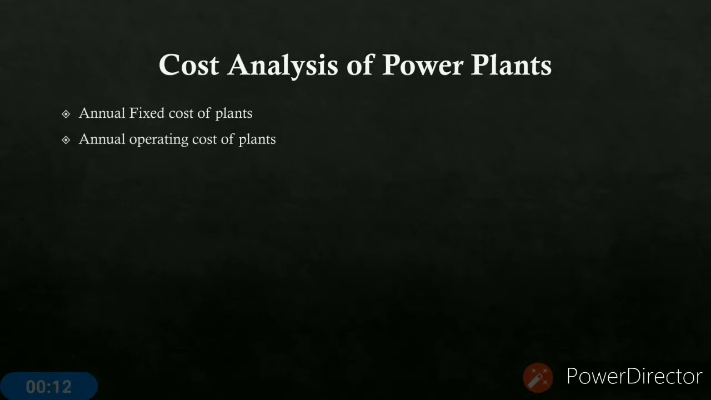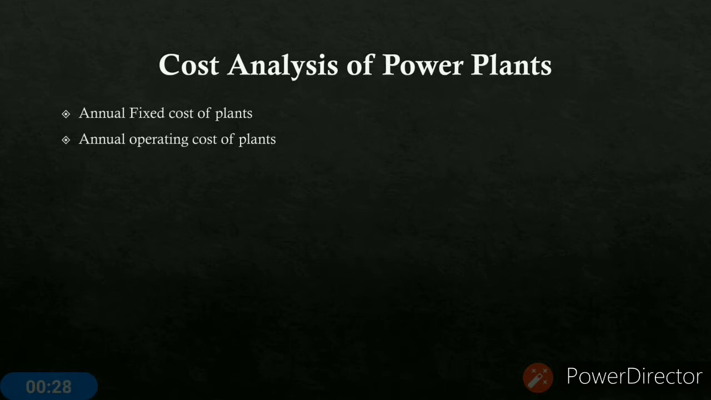So hello everyone. In the last class we have discussed the capital cost of a power plant. We studied the various types of costs that are associated with the power plant, and we also looked at interest and depreciation. In today's lecture we will be discussing the cost analysis of a power plant.